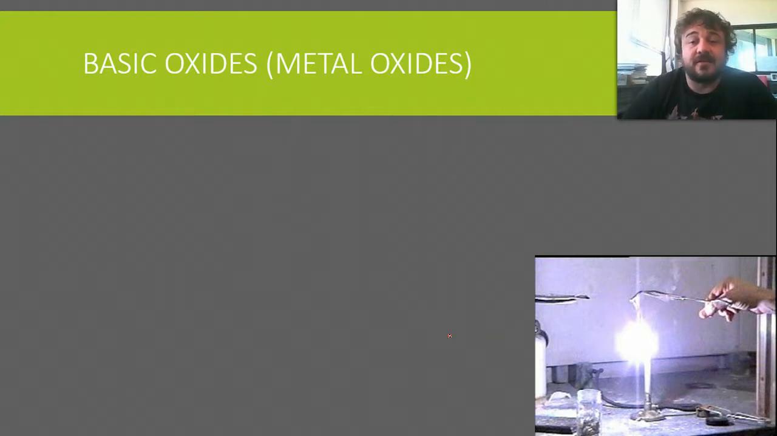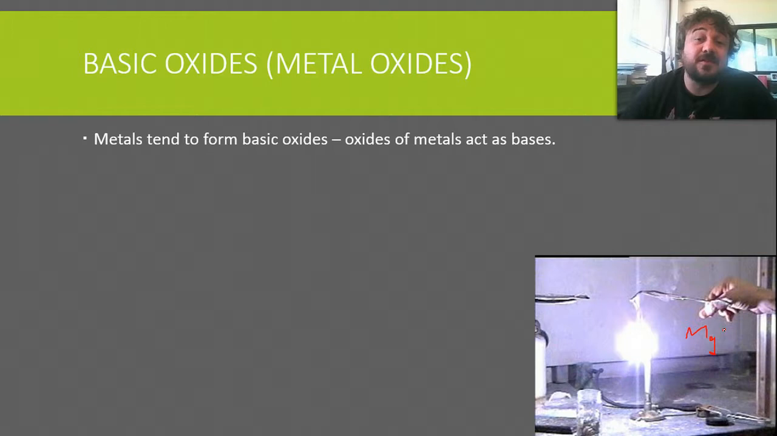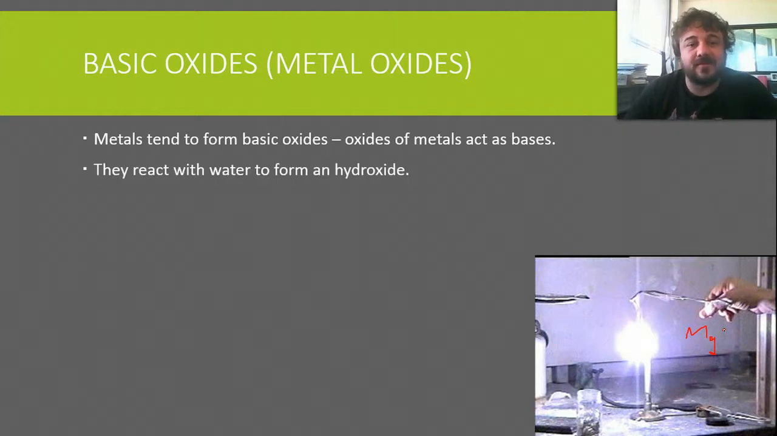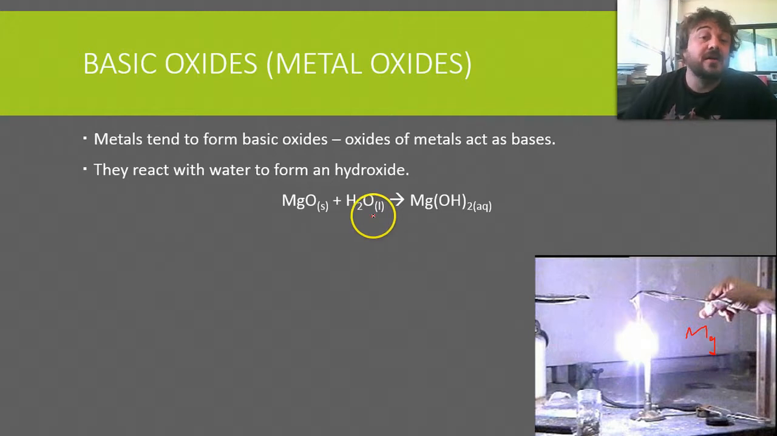Okay, so let's get into the new stuff. Over here we see magnesium burning in oxygen, and that's where we get magnesium oxide, and that'll be relevant in a second. So metals tend to form basic oxides. So oxides of metals act as bases. How is that possible? We'll see that in a second. Basically, they react with water to form a hydroxide, and this makes them basic, or makes them act as bases. So magnesium oxide, we dissolve that in water, and what we end up with is magnesium hydroxide.